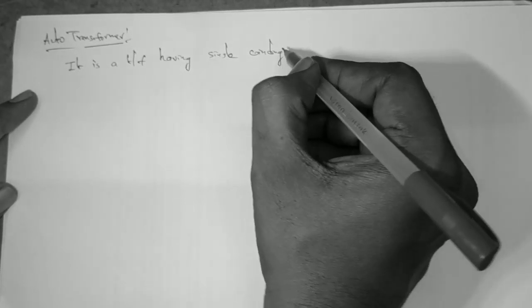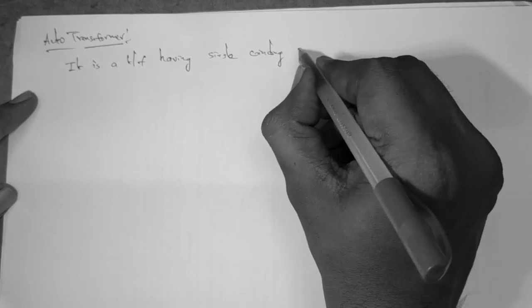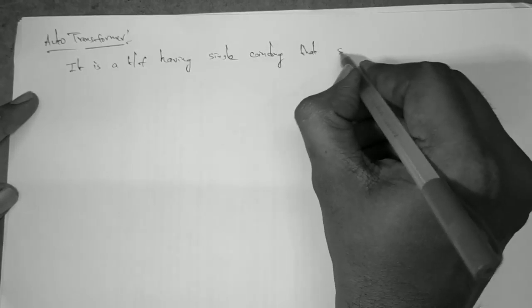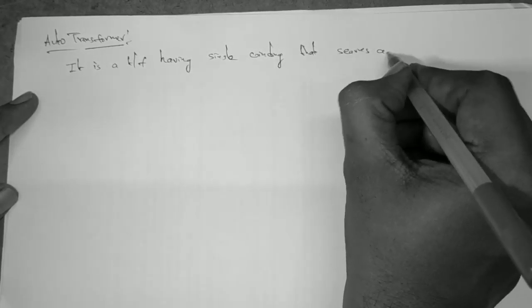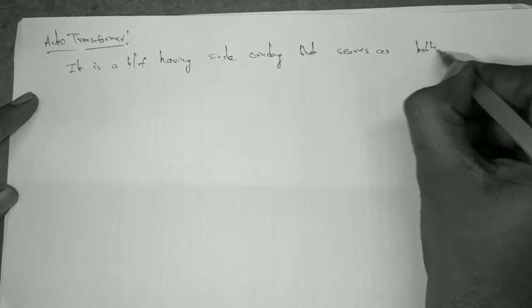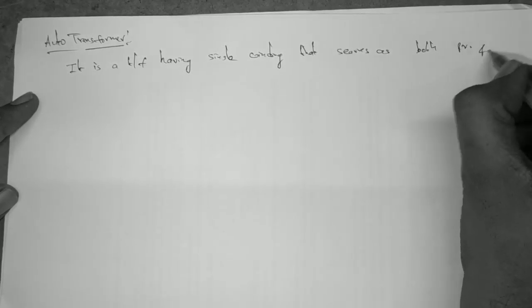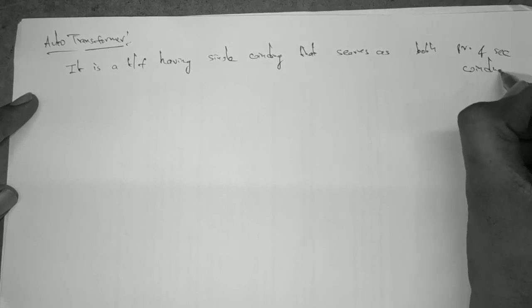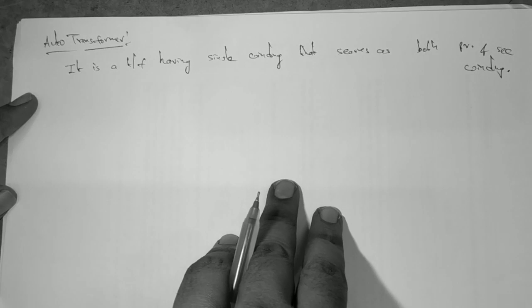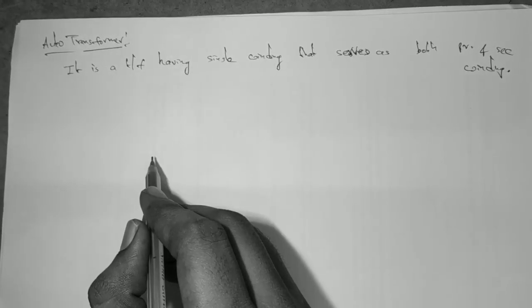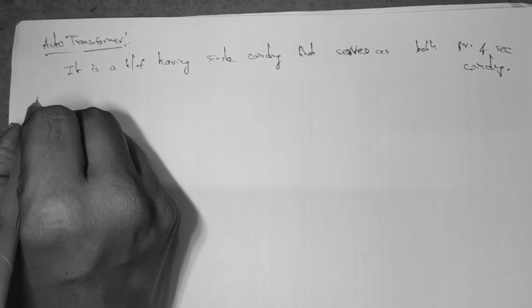So the basic difference between auto transformer and two winding transformer is it is having only single winding, whereas two winding transformer will be having two windings, that is primary and secondary. And similarly, auto transformer is also two types, step down auto transformer and step up auto transformer. First, let us consider the step down transformer.